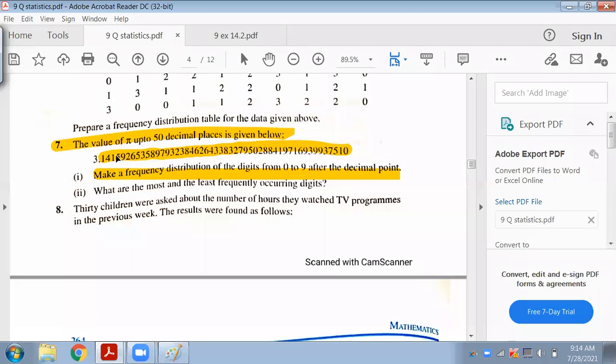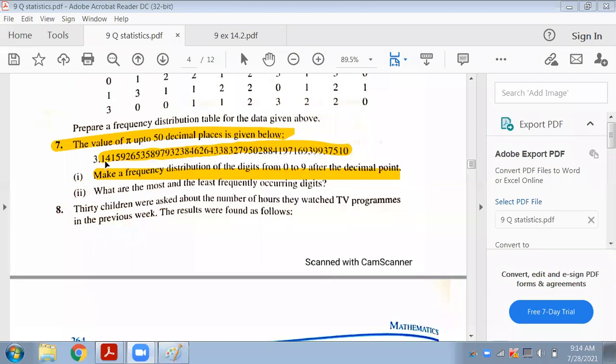Okay, question number 7. The value of pi up to 50 decimal places is given below. So after the point, whatever we have will be the decimal places. Now you are asked to make a frequency distribution of the digits from 0 to 9 after the decimal point.